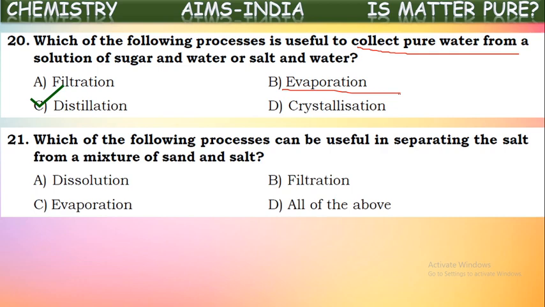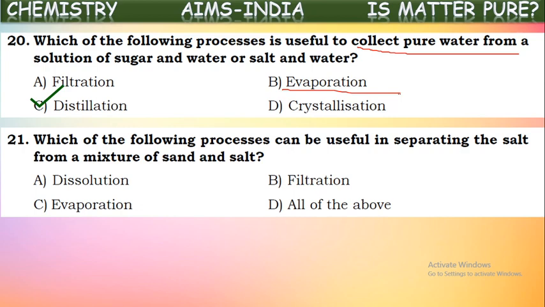Next one. Which of the following processes can be useful in separating the salt from a mixture of sand and salt? So what is to be separated? Salt is to be collected, so we have to separate sand from it. How can we separate salt from the sand? Can we do it by filtration or evaporation? We cannot. So the only technique used here is the dissolution process.